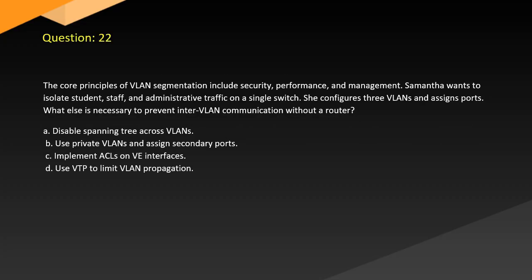Question 22. The core principles of VLAN segmentation include security, performance, and management. Samantha wants to isolate student, staff, and administrative traffic on a single switch. She configures 3 VLANs and assigns ports. What else is necessary to prevent inter-VLAN communication without a router? A. Disable spanning tree across VLANs. B. Use private VLANs and assign secondary ports. C. Implement ACLs on VE interfaces. D. Use VTP to limit VLAN propagation.